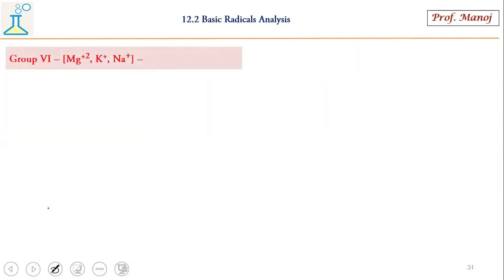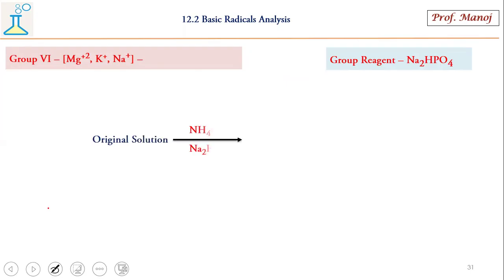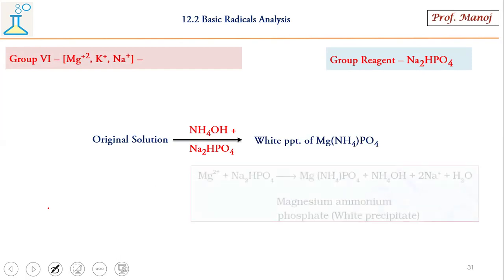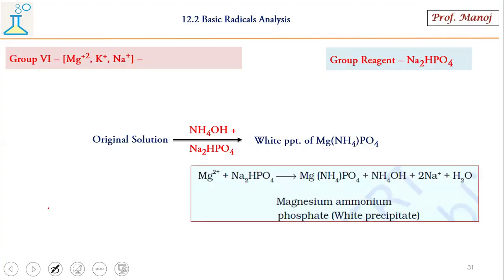Last one, that is group 6, containing either magnesium, potassium or sodium. Now the group reagent is sodium hydrogen phosphate, and the solution is treated with sodium hydrogen phosphate. You get a white PPT of magnesium ammonium phosphate. This is the test what you get, and this completes our chapter of entire salt analysis.